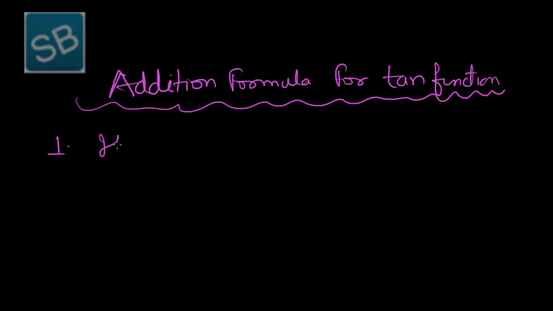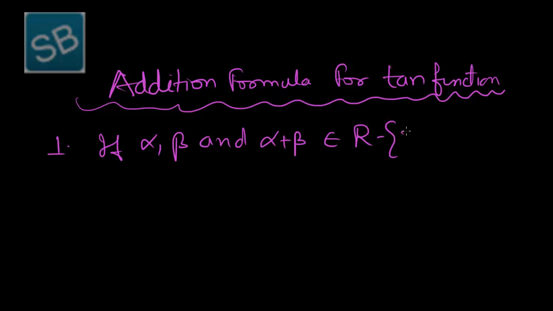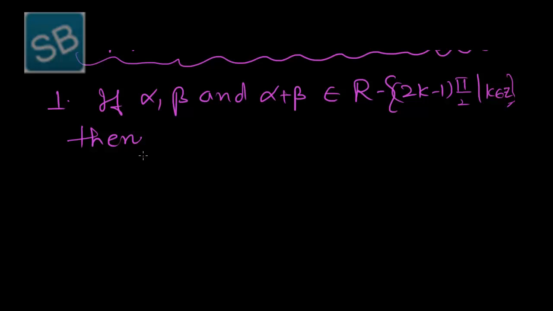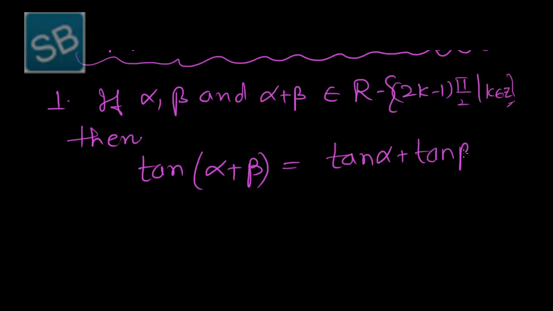So the first one is: if alpha, beta and alpha plus beta belong to the domain of tan function, that is R minus odd multiples of pi by 2, then tan(alpha plus beta) is equal to (tan alpha plus tan beta) over (1 minus tan alpha into tan beta). So we have to derive this formula.